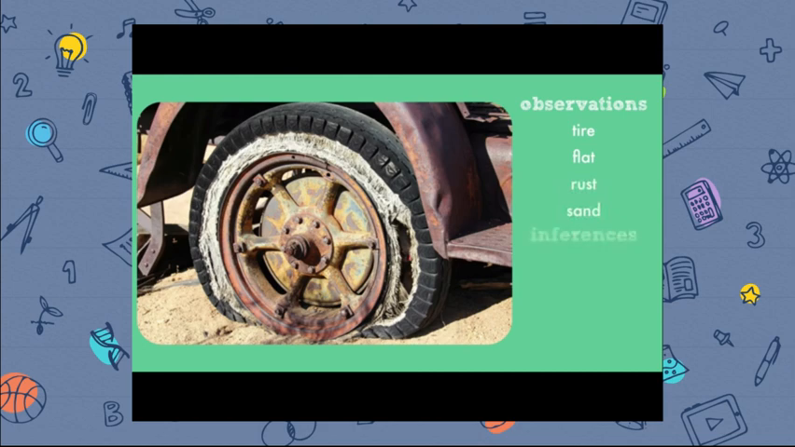Now I'll state some inferences that I've made about this picture. Based on the sand, I think this might be in the desert, which makes me also think that it's very hot there. I think it's part of a very old truck because of the way the wheel well looks. And I'd also infer that the tire is not fixable because of the white threads that I can see on the edge of the tire.